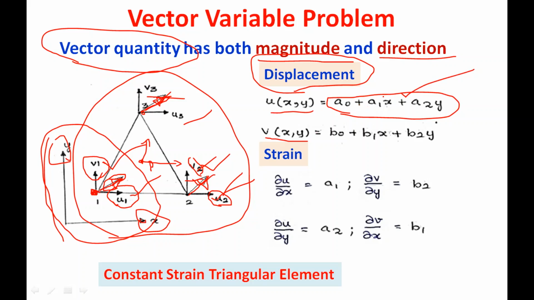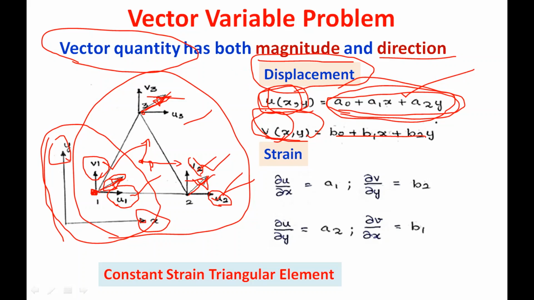So we are assuming a bilinear polynomial separately for u displacement, separately for v displacement. Now we are going to find the shape functions for displacement component u and displacement component v. That we will see in the next slide. Before that, we are going to give a different name for this triangular element. In the case of the linear triangular element, we are using the bilinear polynomial here. So that is why it is called a linear triangular element.